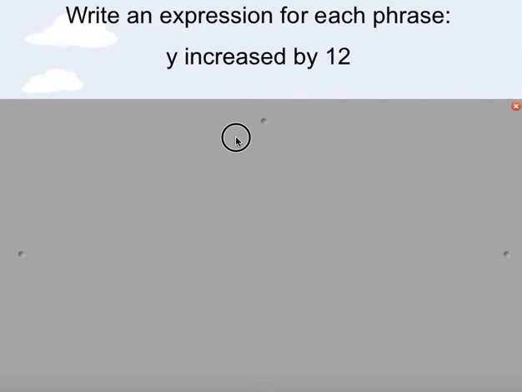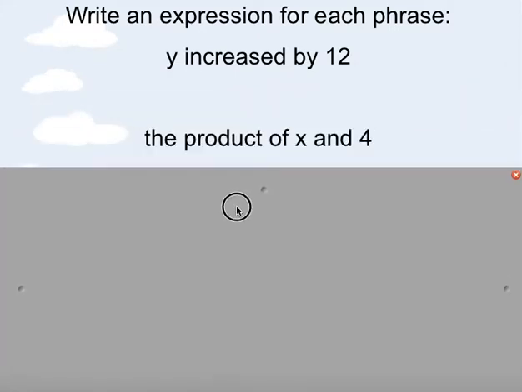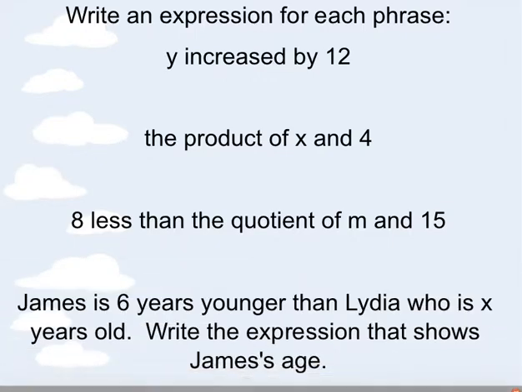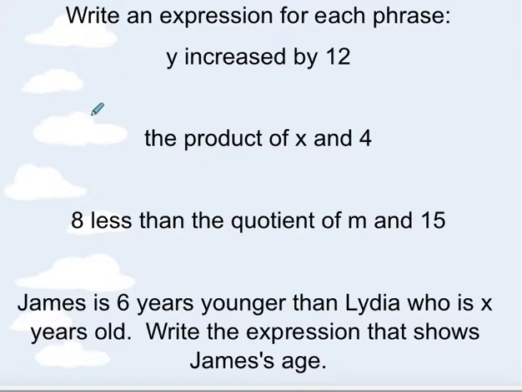to help you. Write an expression for each phrase. So, y increased by 12. Product of x and 4. And 8 less than the quotient of m and 15. And lastly, James is 6 years younger than Lydia, who is x years old. Write an expression that shows James's age.